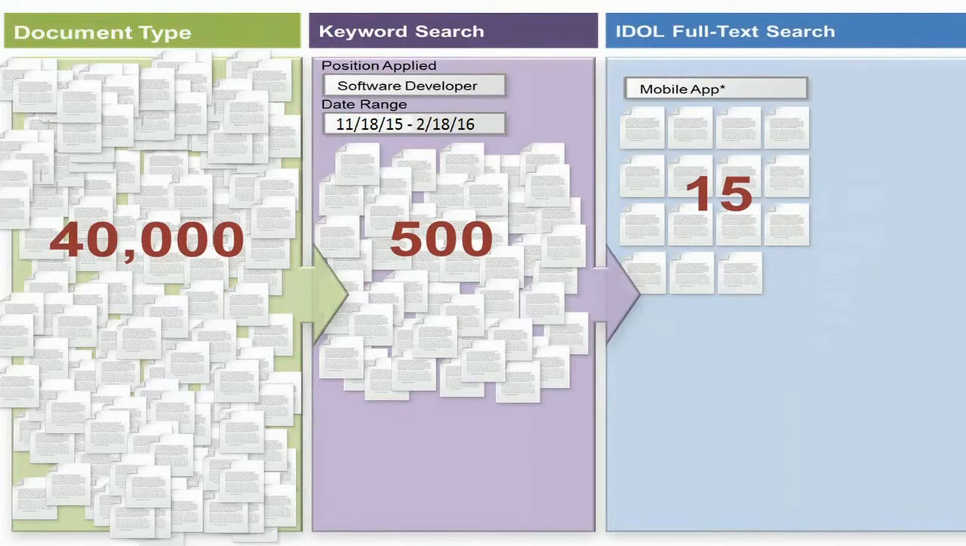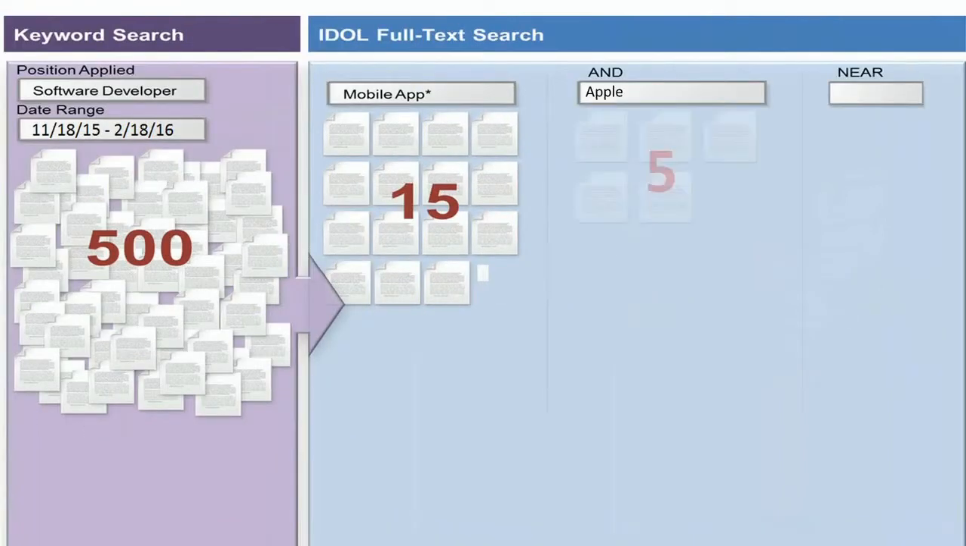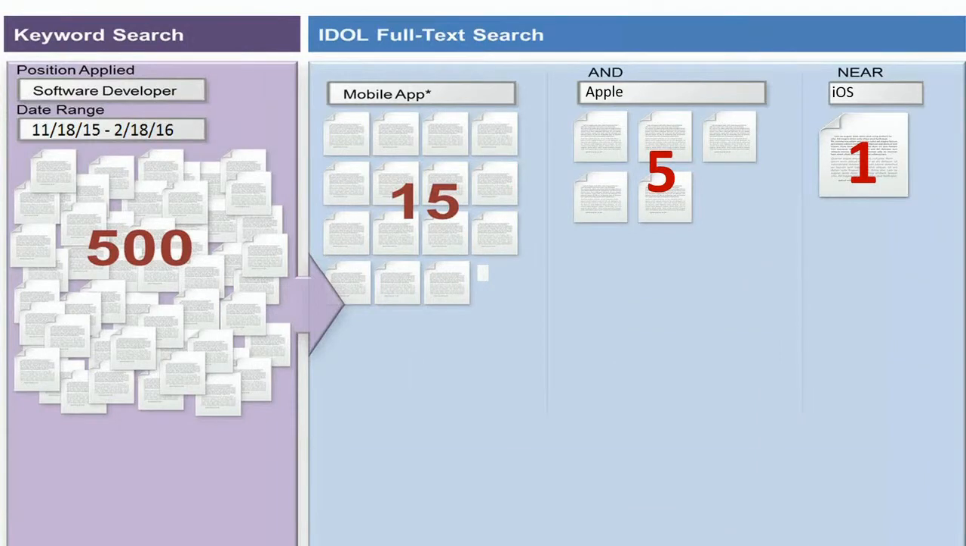Now let's extrapolate this a little bit further. Maybe we're specifically looking for them to develop something on the Apple platform or specifically for iOS. I can now combine my keyword search, my software developer, along with my date range, with multiple criteria for that full text search to be able to very quickly identify the best candidate. Maybe there's only one candidate that has that iOS Apple development experience on mobile apps.